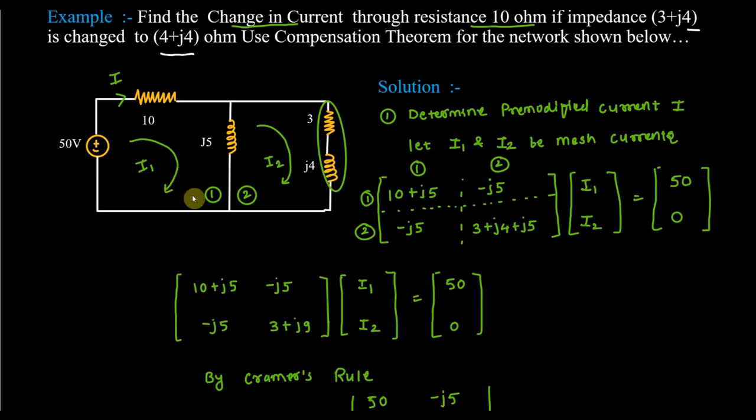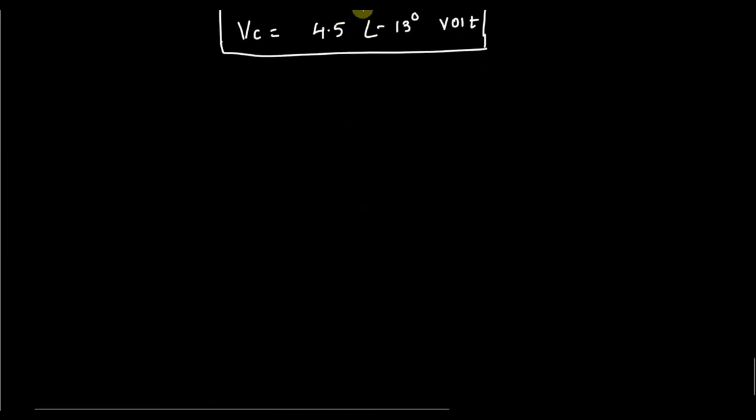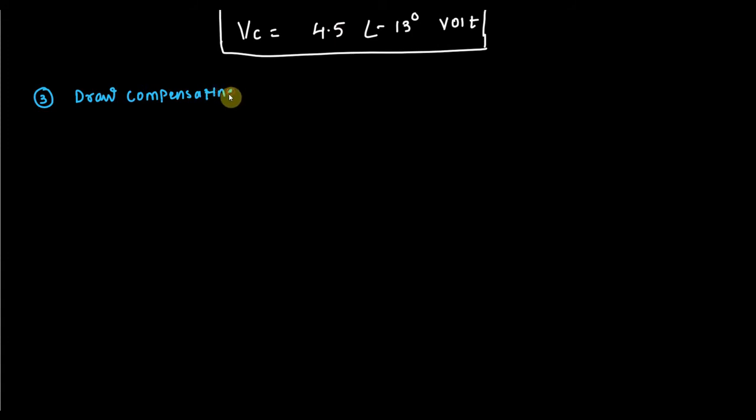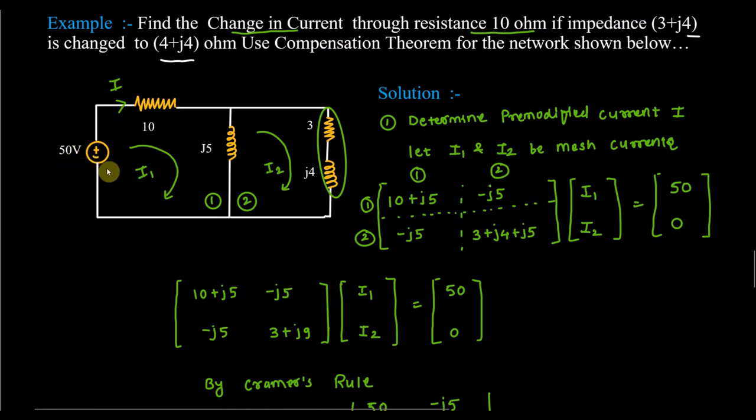Now we will use the third step. What will we do in the third step? In the third step we will draw the compensating network. The third step is to draw the compensating network. How to draw it is simple: deactivate all the sources. So this 50 volt source is replaced by a short circuit. I will now change to delta I, and this 3 plus j4 is changed to 4 plus j4.